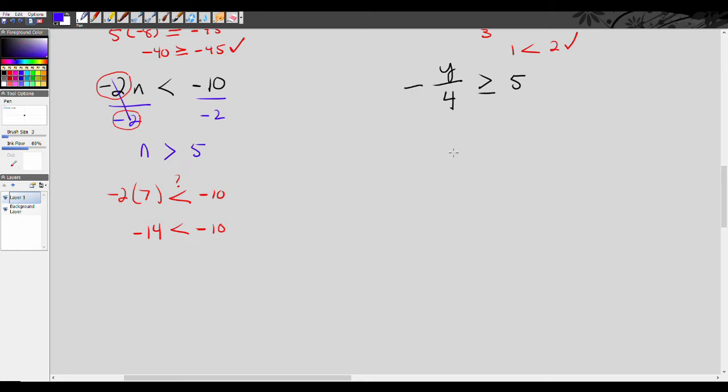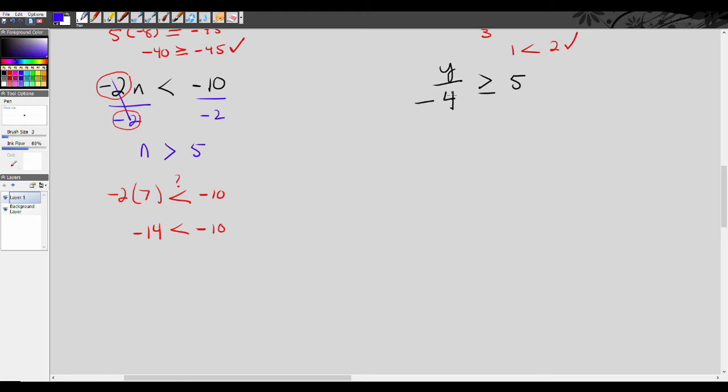All right, so let's go ahead and take a look at this last example. This last example says negative y over 4 is greater than or equal to 5. So one thing to remember about fractions is if a fraction is negative, you could put that negative sign next to the top number, next to the numerator. You could put it next to the denominator, or you could put it in the middle. For a situation like this, it's better if you move that negative sign next to the denominator because it's going to help you see what you need to do.